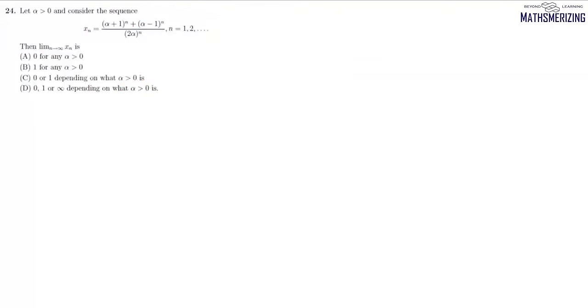Now question number 24 is: let alpha be greater than 0 and consider the sequence xn equals (alpha plus 1) to the power n plus (alpha minus 1) to the power n, upon 2 alpha to the power n. Then limit n tends to infinite xn is. So we have to find this limit, n tends to infinite, where xn is (alpha plus 1) to the power n plus (alpha minus 1) to the power n upon 2 alpha to the power n.